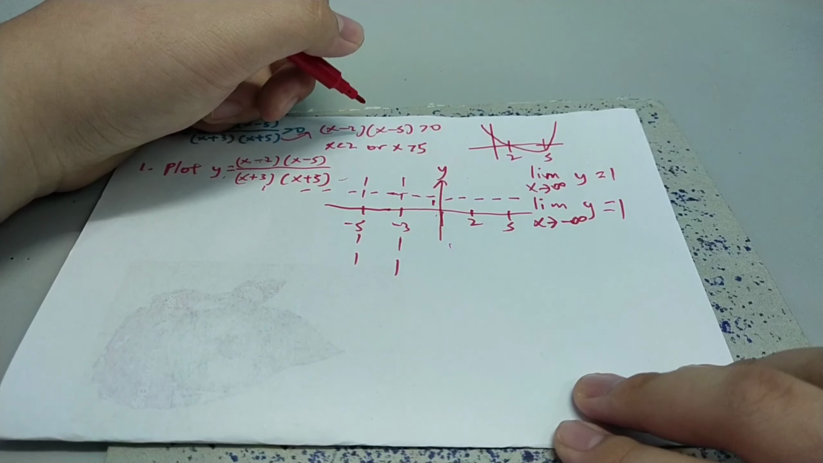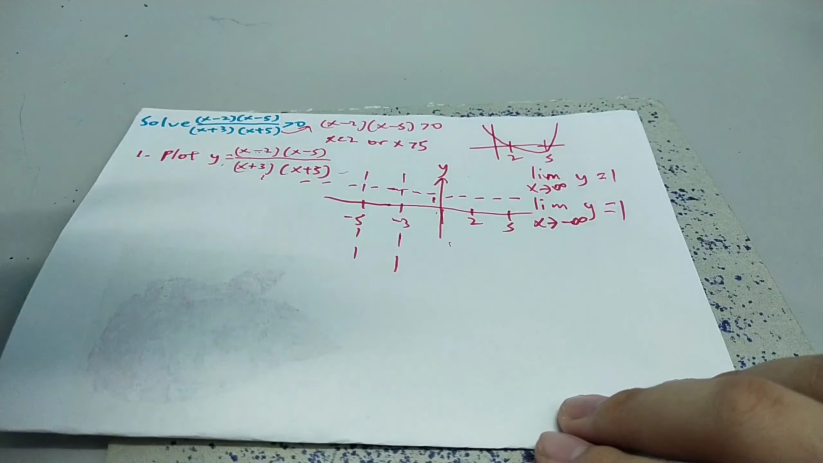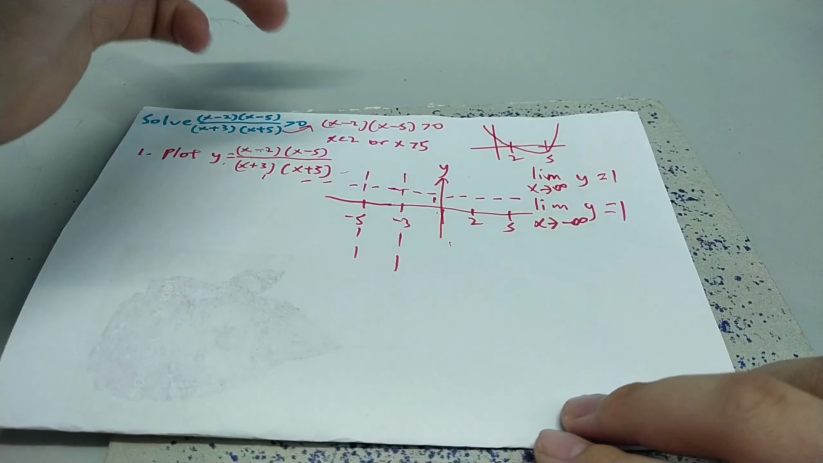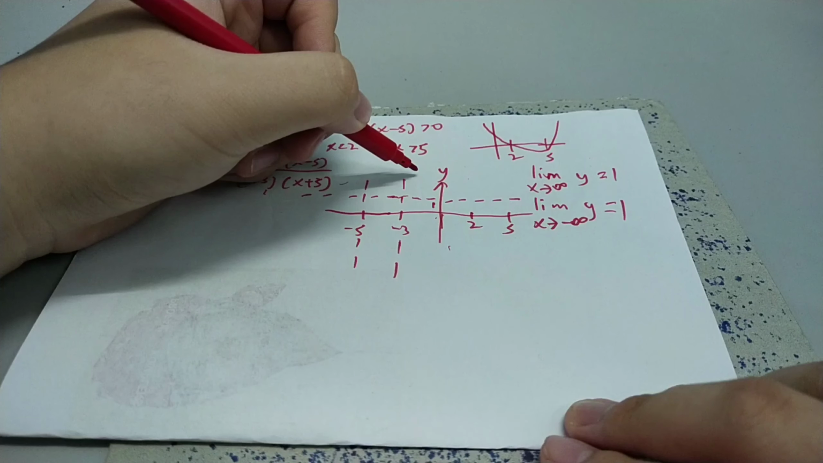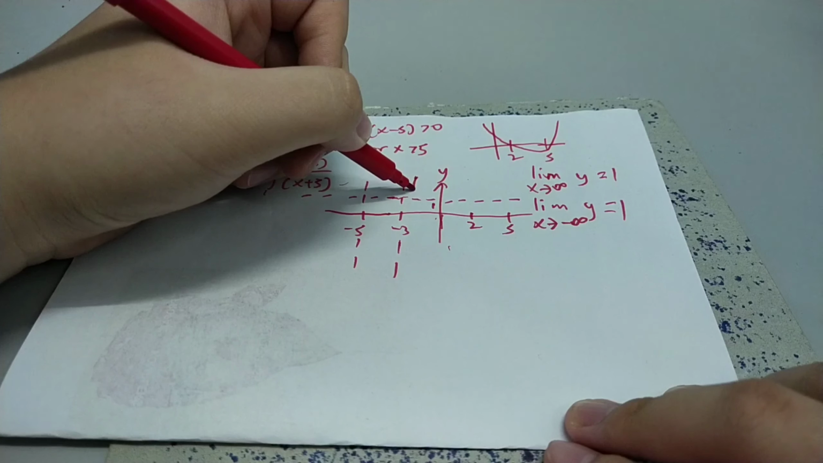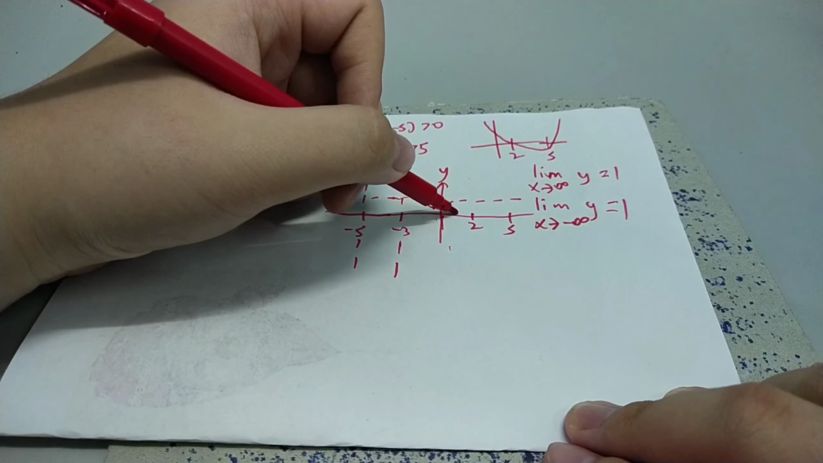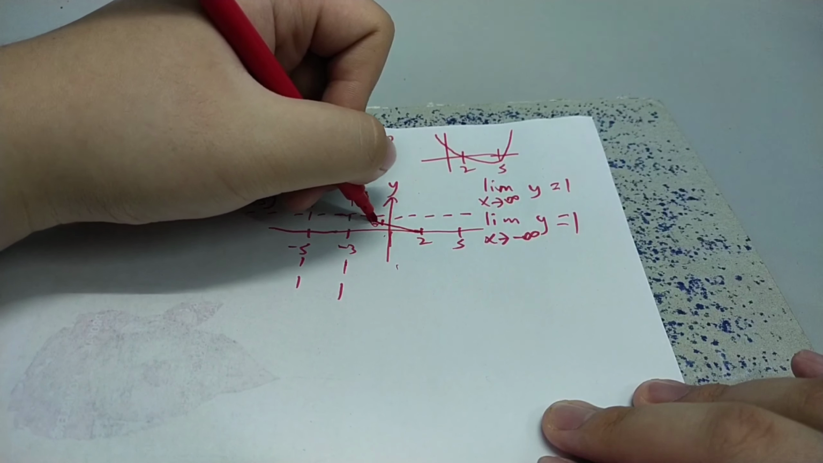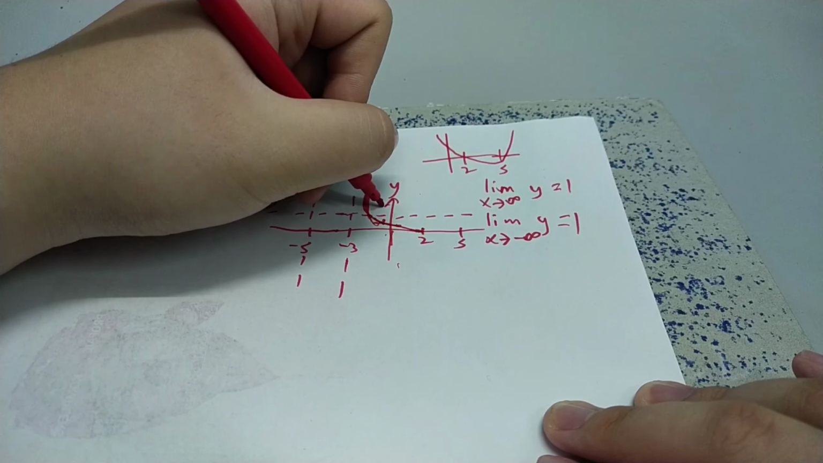And then you could find the y-intercept, but don't really try to find it, because I already know what kind of graph you have. So your graph is going to be something like this. Nah, this is too ugly. Let me just draw this again, like this.